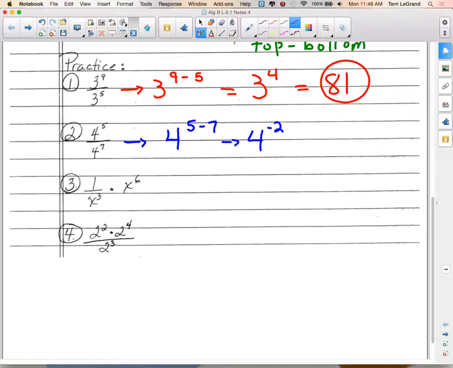But now is this simplified? No. How would we rename this now? 1 over 4 to the positive 2 power. And we can actually evaluate this one. We know what 4 squared is. It is what? 16. So now we say this is the same as 1/16. It doesn't become 16. That 4 squared was downstairs, wasn't it? So it's 1/16.